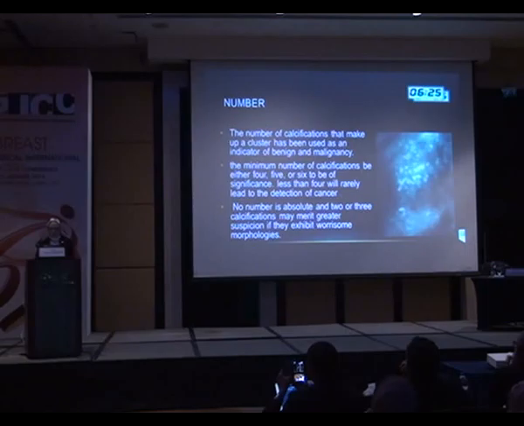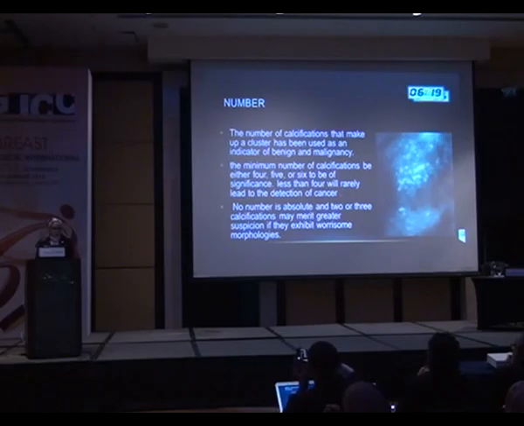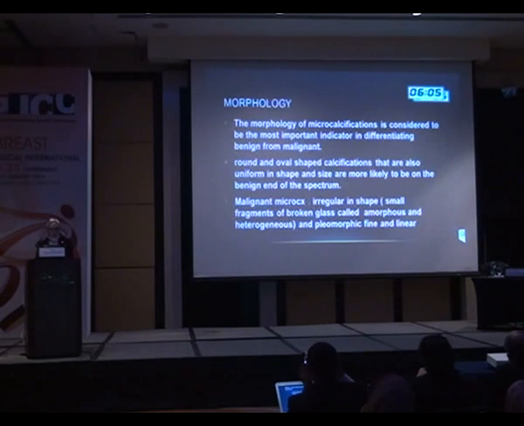Based on the number, the higher the number, the higher the possibility of malignancy when being in a cluster. The minimum number of calcifications to say malignancy is 4, 5, or 6. However, no number is absolute. You may have a cluster of 2 or 3 pleomorphic shapes, and you can say it's a malignant calcification.